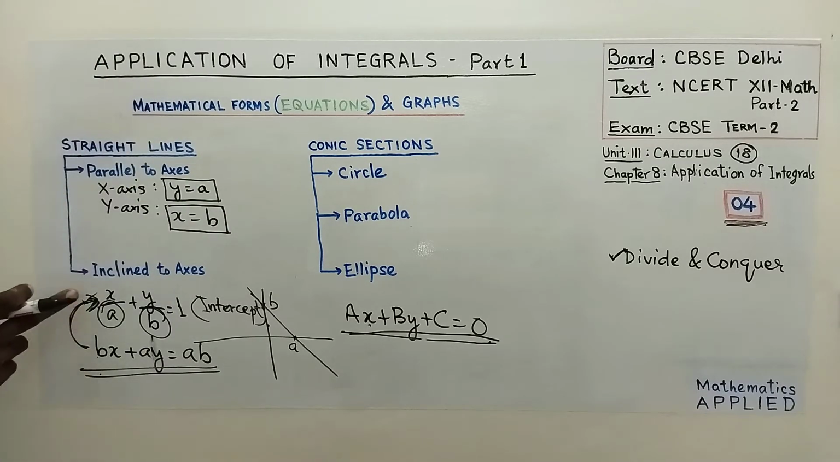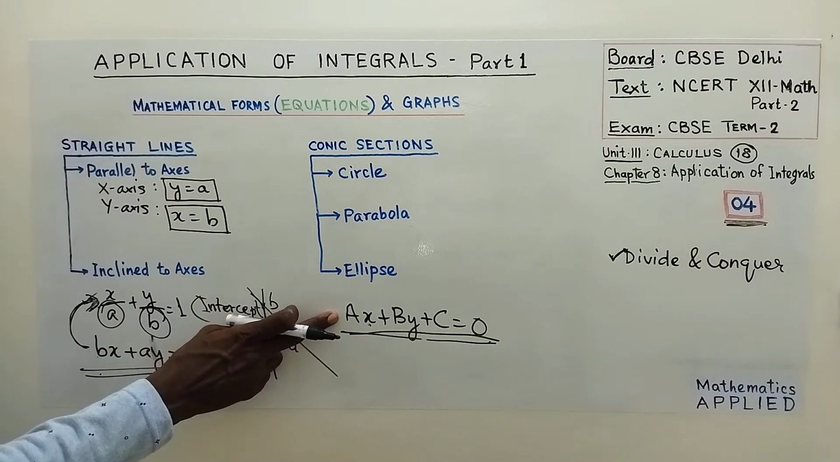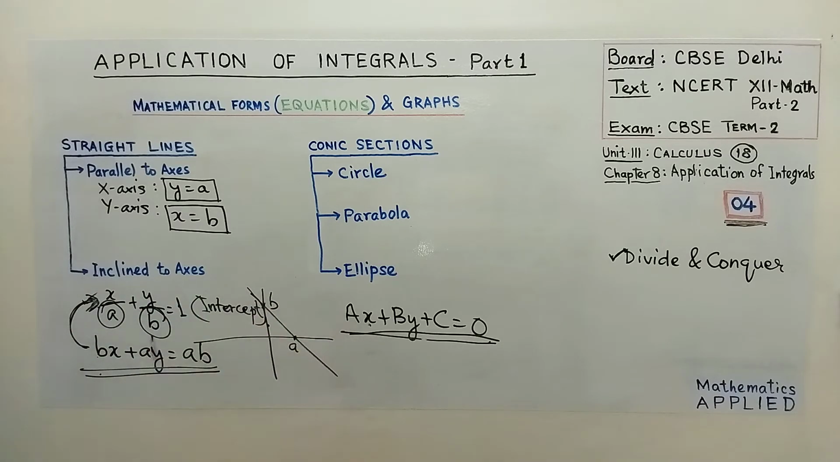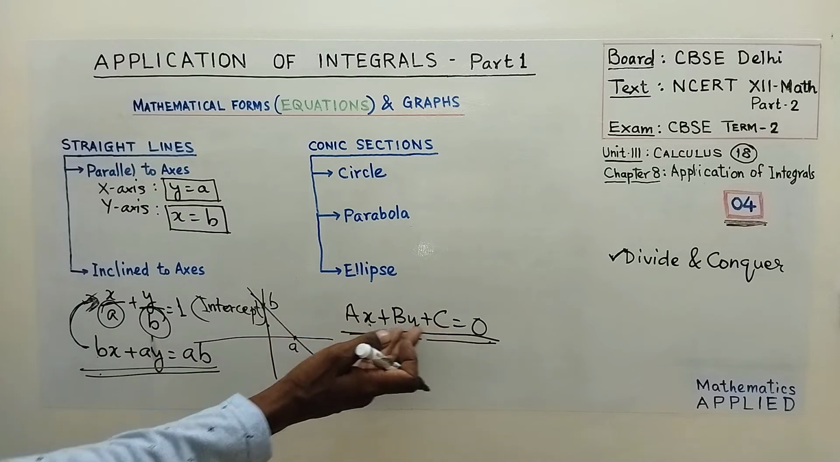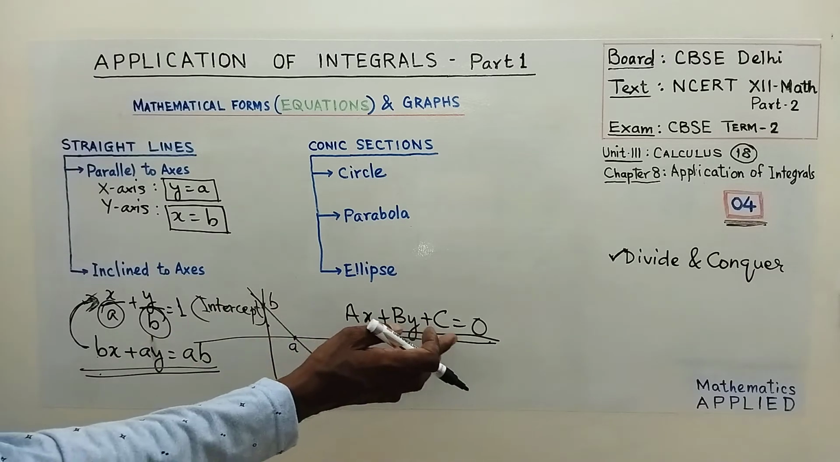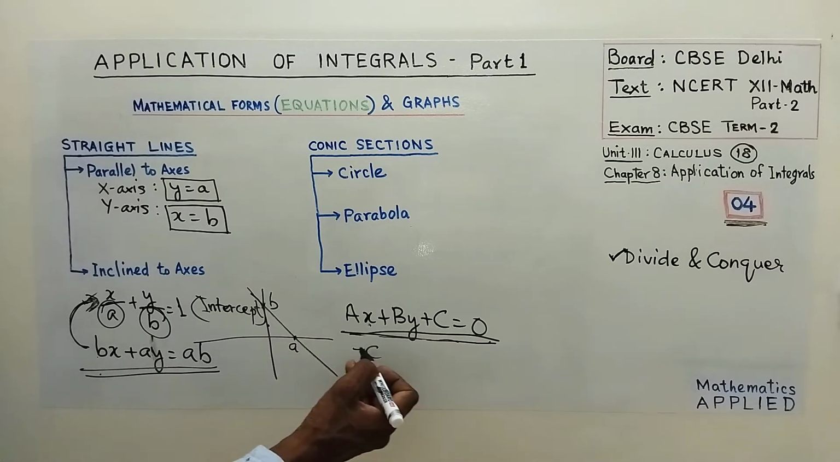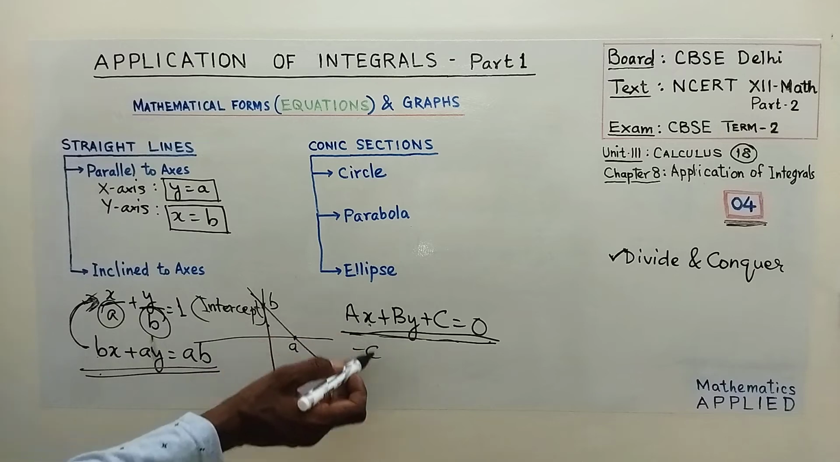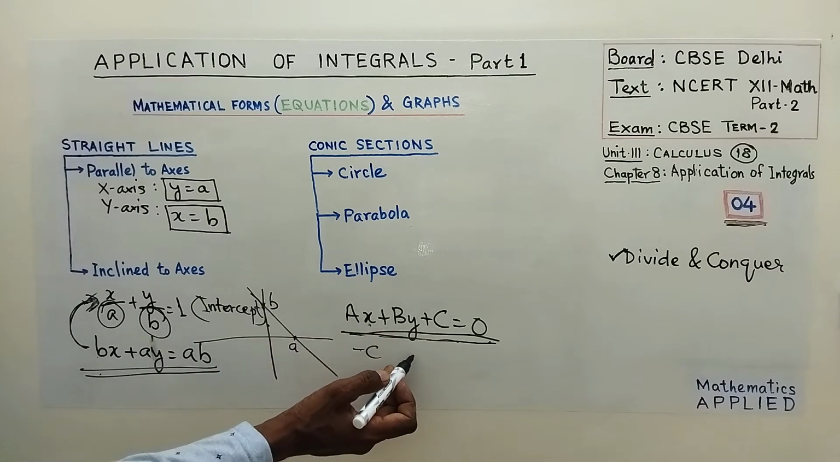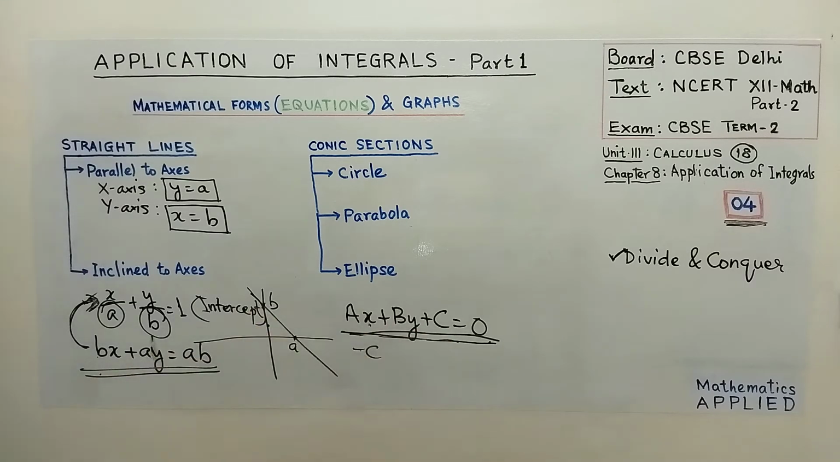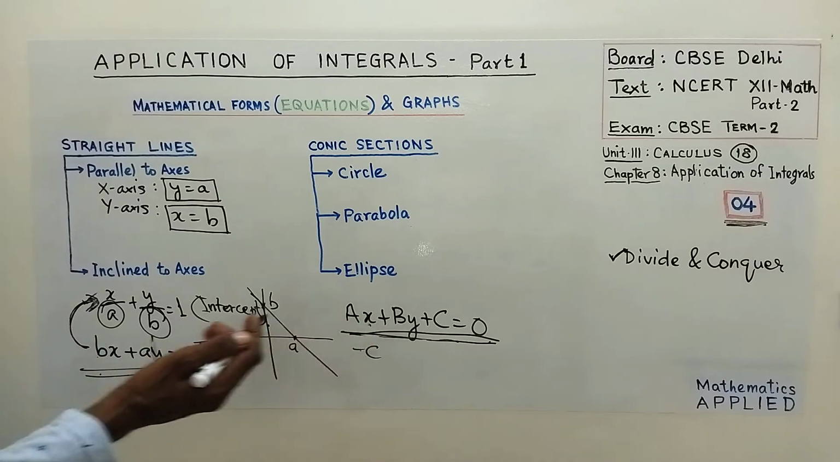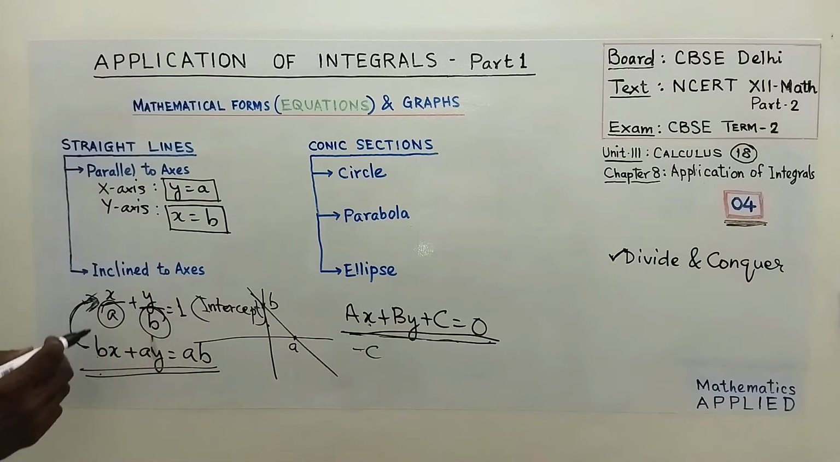So your equation sometimes may be like this, or most of the time it will be like this. How are we going to convert this into this? We can convert it by dividing the whole thing by minus c. So we will get x divided by (minus c upon a), y divided by (minus c upon b), equal to 1, isn't it? That way we can convert it into x/a + y/b = 1, and we will get the x-intercept and y-intercept.